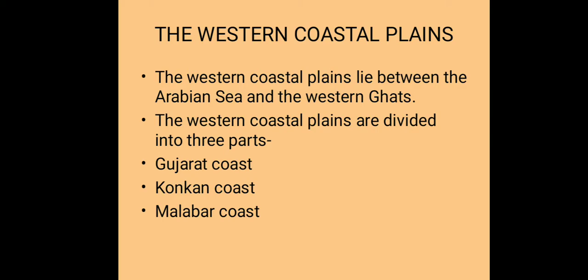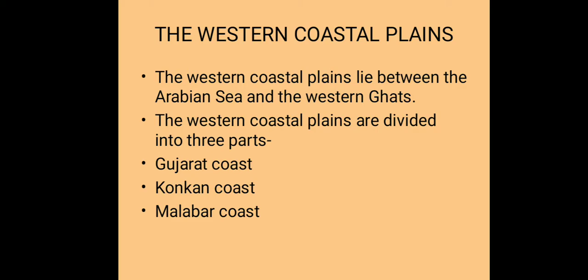Now, as the word indicates, the western coastal plain, ये कहाँ पे होंगे हमारे? To the west of India, and eastern coastal plain कहाँ होंगे? To the east of India. Now, the western coastal plains lie between the Arabian Sea and the Western Ghat. I hope you remember कि लास्ट चैप्टर में हमने ईस्टर्न घाट वेस्टर्न घाट की बात की थी. तो जो वेस्टर्न घाट आता है गुजरात वाले एरिया में, and the Arabian Sea, गुजरात की साइड में जो सी है that is Arabian Sea, उन दोनों के बीच में जो एरिया है that is your western coast.